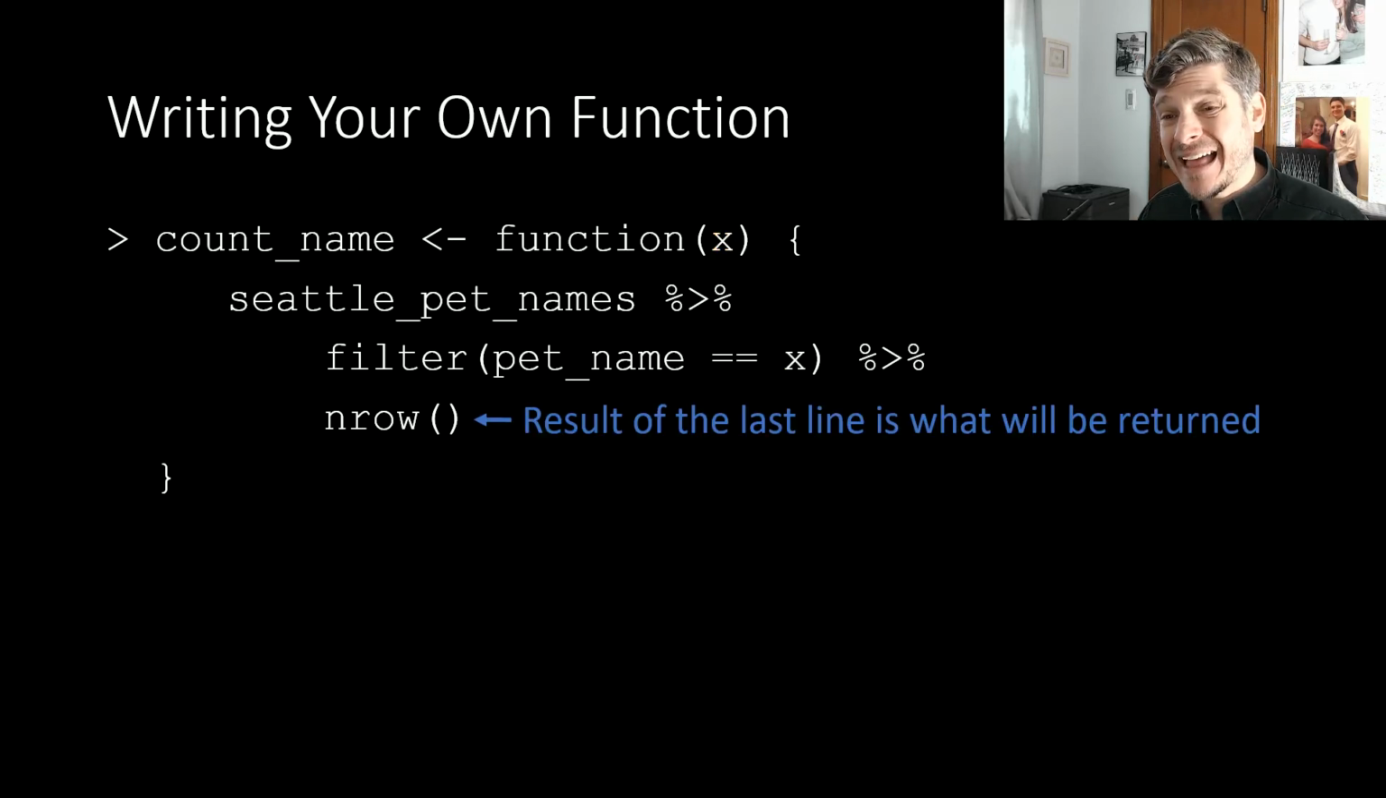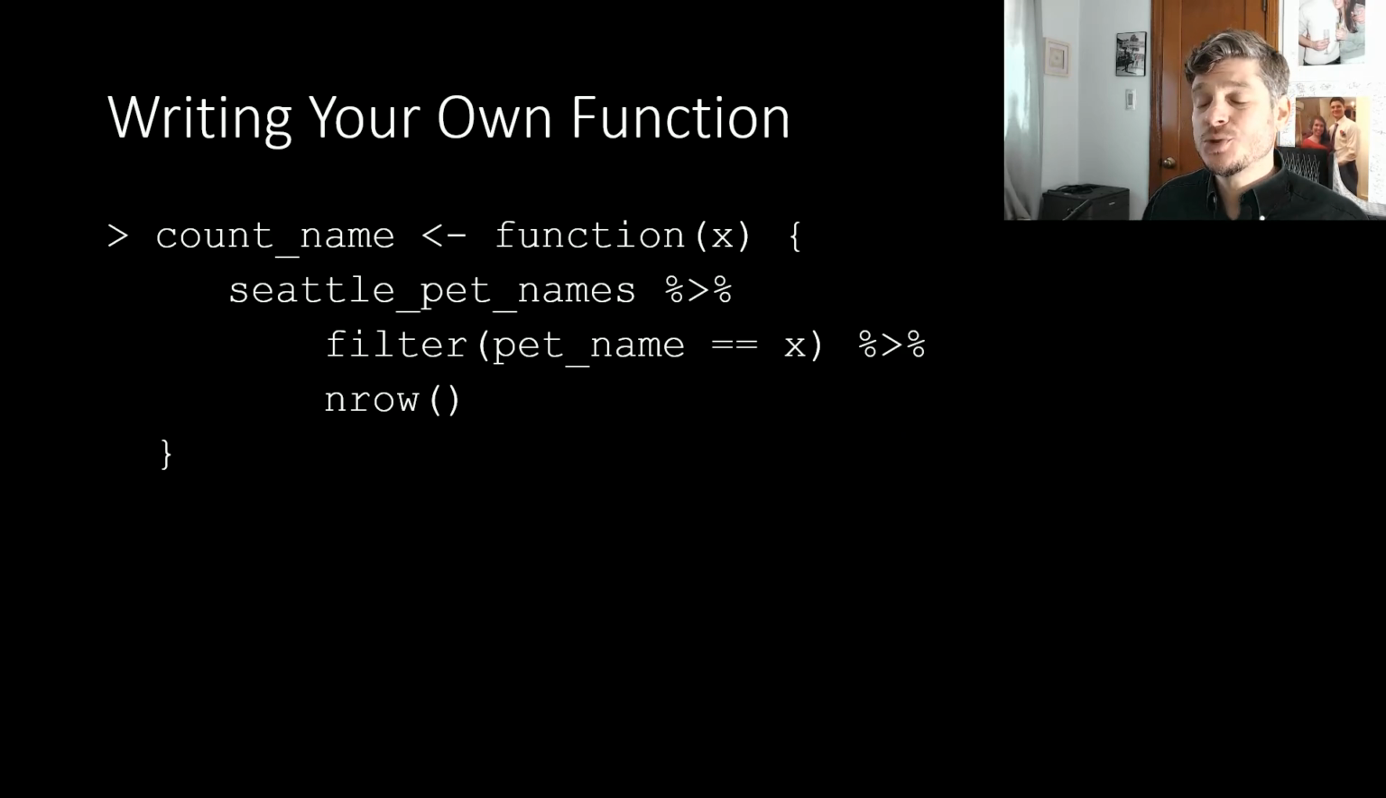Now, that last line, nrow, is what's going to be returned. That's what happens by default. The last line is what is going to be returned. That means the output at the end is going to be however many rows there are, and it's going to output just the number. It's going to count the number of rows and output just the number. If I want to do anything differently, I'd have to specify that, or put a break function in my function. But I just want to return the number of pets that have that particular name.